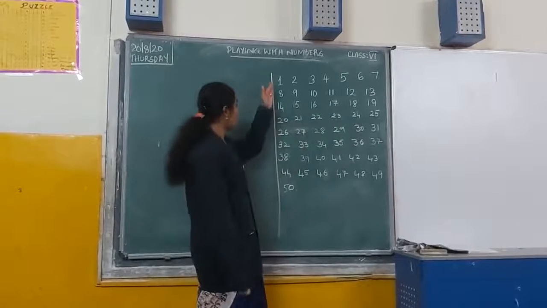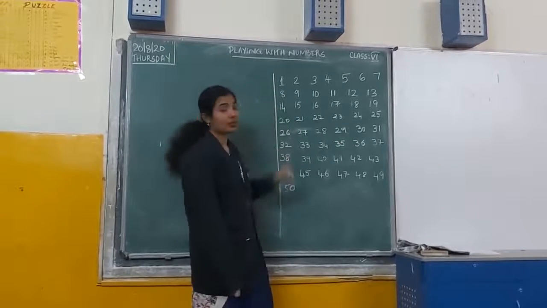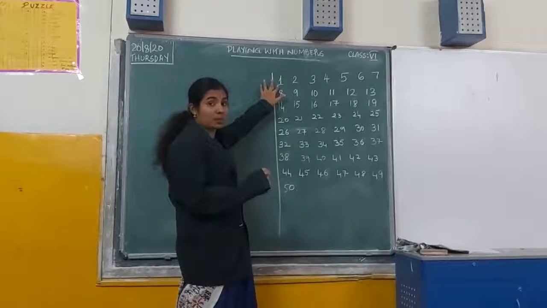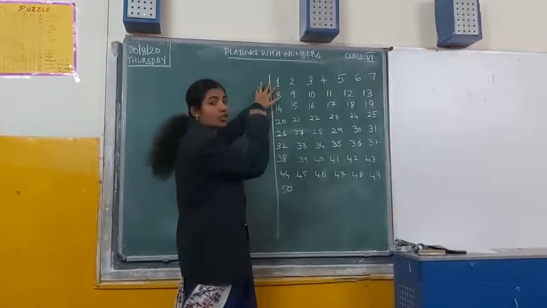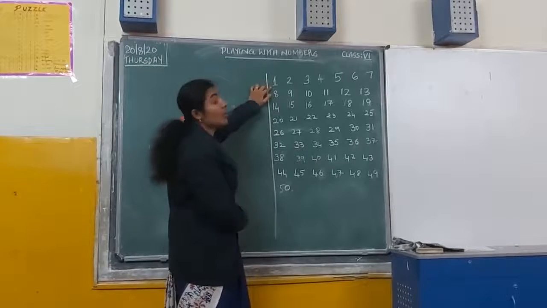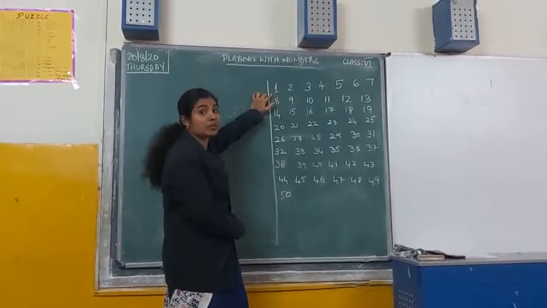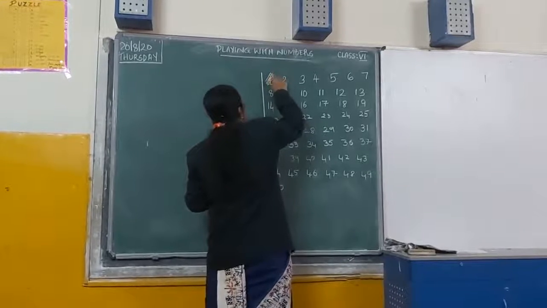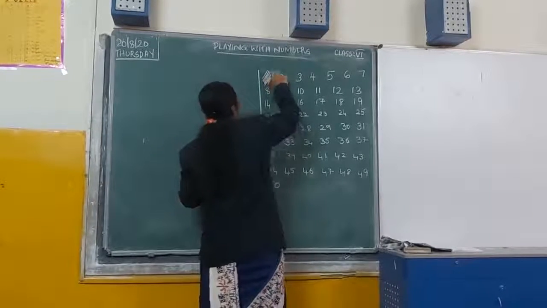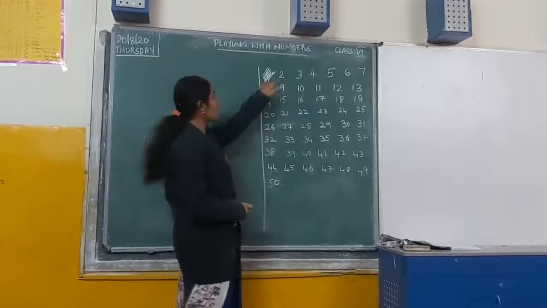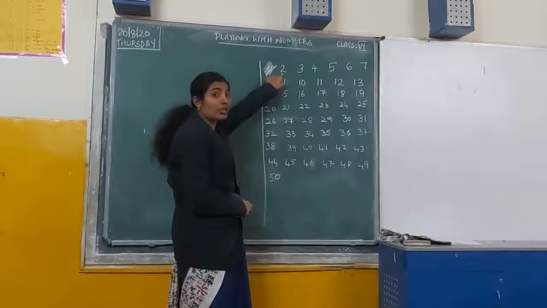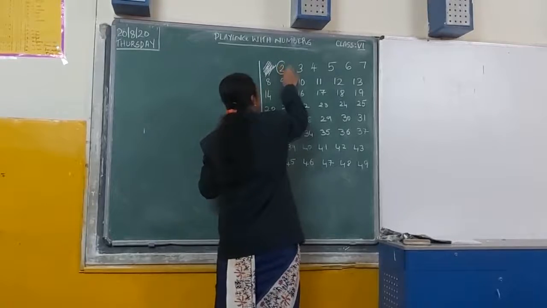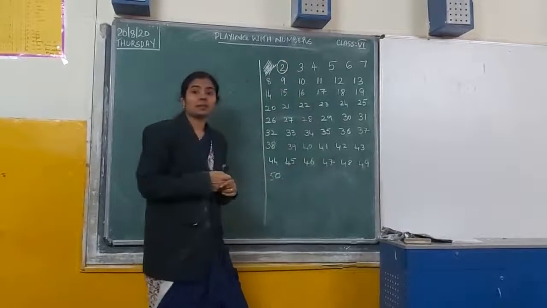See here, I am writing the numbers from 1 to 15. You should mark all the prime numbers. To show a prime number, you should circle it. Here, 1 is neither a prime number nor a composite number, so we can just shade it to show that. Which is the next number? 2. 2 is a prime number. Already I have explained that.